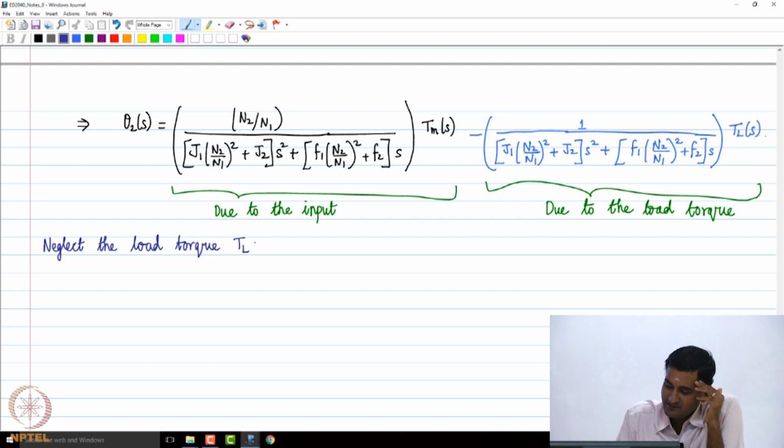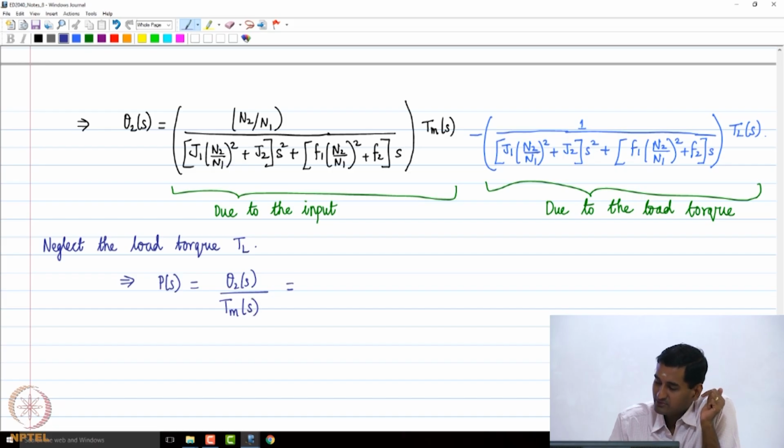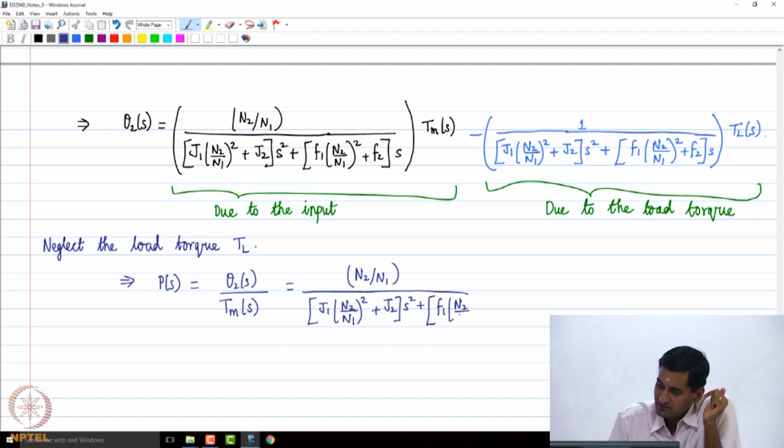For the time being, let us neglect the load torque TL. This implies that the plant transfer function P of s, which is equal to theta 2 of s divided by Tm of s, is going to be equal to N2 by N1 divided by J1 times N2 by N1 whole square plus J2, S square plus F1 times N2 by N1 whole square plus F2 times S.